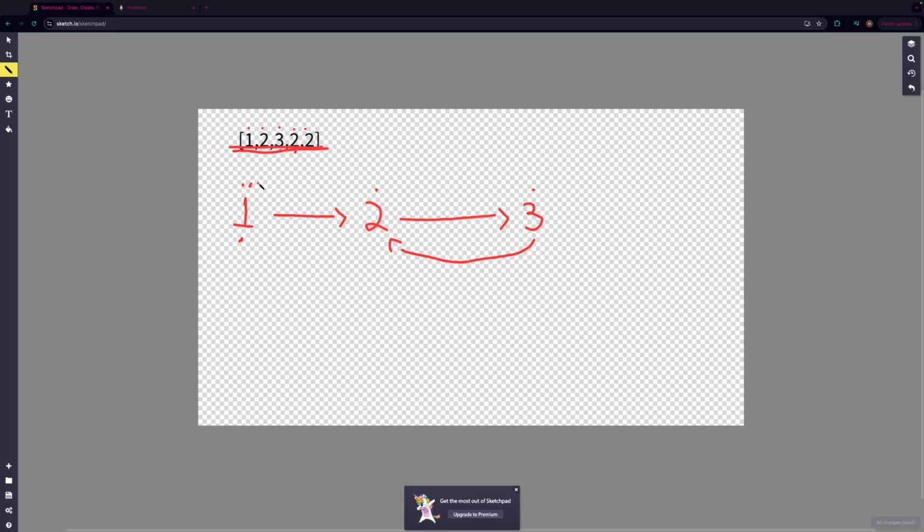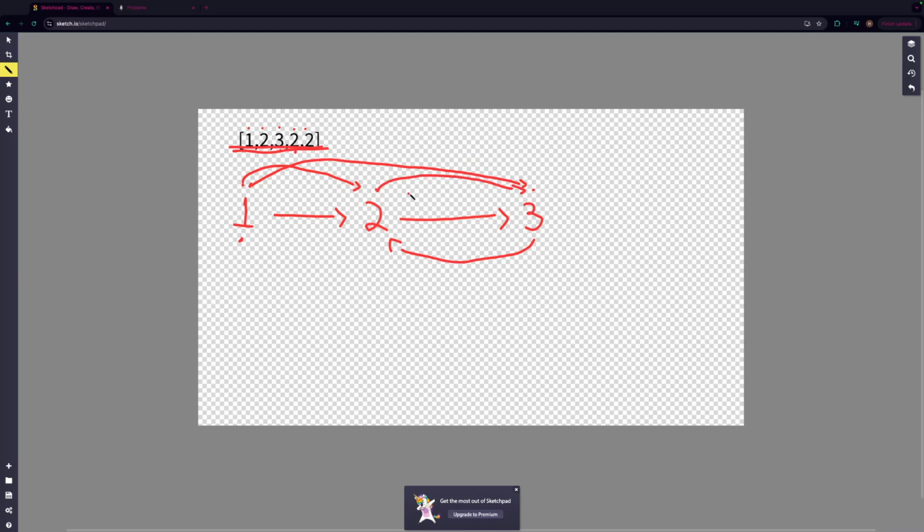They both start at the same place, but the difference is the slow pointer increments by 1 each time, while the fast pointer increments by 2 each time. So after the first iteration, the slow pointer goes from 1 to 2, but the fast pointer goes from 1 to 3. And then by the next iteration, the fast pointer goes from 3 to 3, and the slow pointer goes from 2 to 3.